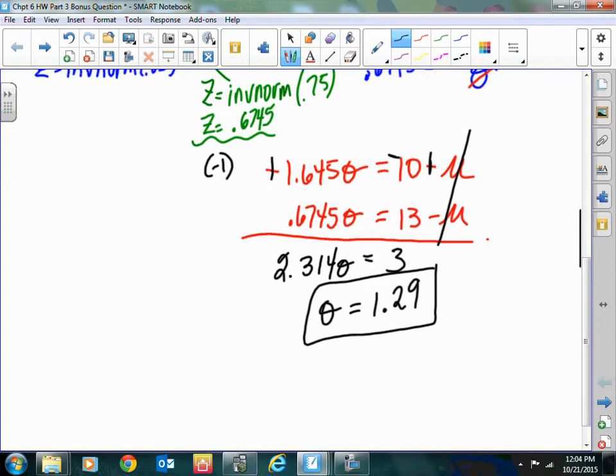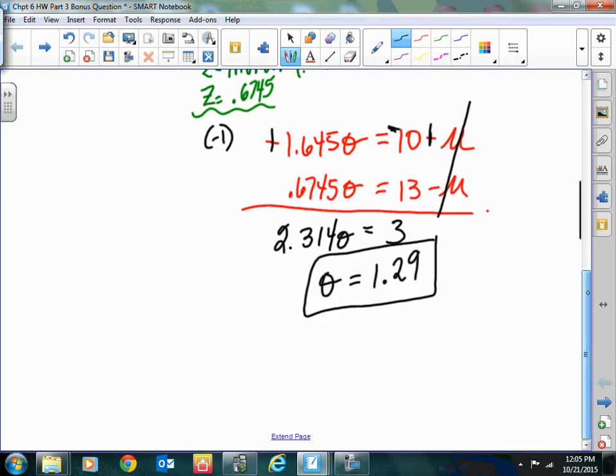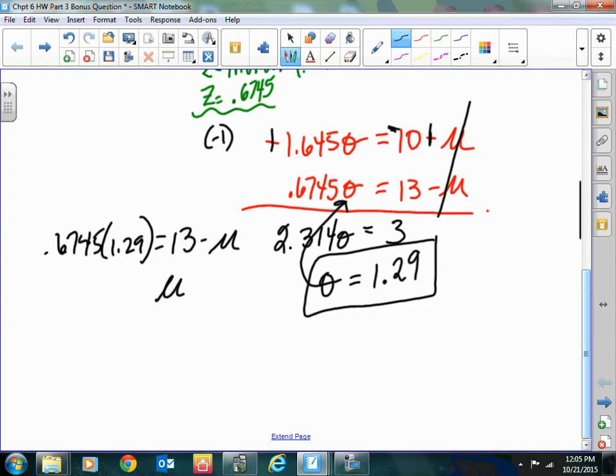Is that supposed to be a 7? That's a -10 or something. Okay. All right, so now I'm going to pick an equation and plug that back in there and get an answer. So 0.6745 times my newly found standard deviation. I'm going to solve with algebra, and you get somewhere around 12.14. 12.13, 12.14, I don't remember. Somewhere around there. So there's your answers.